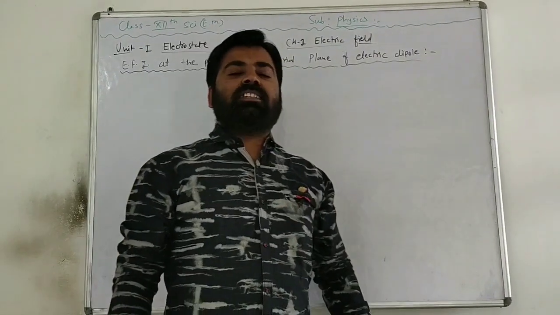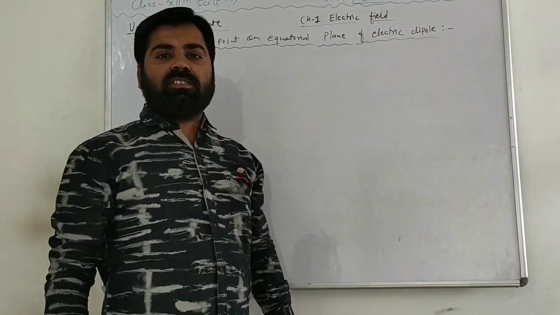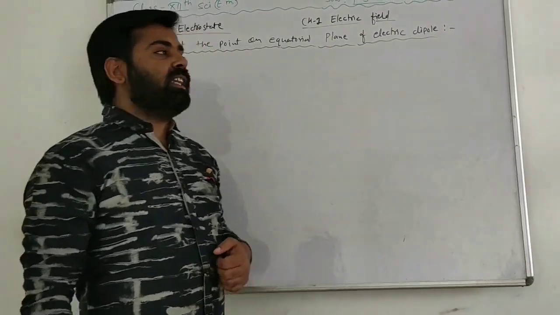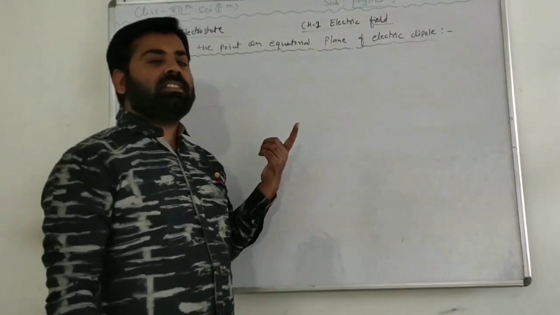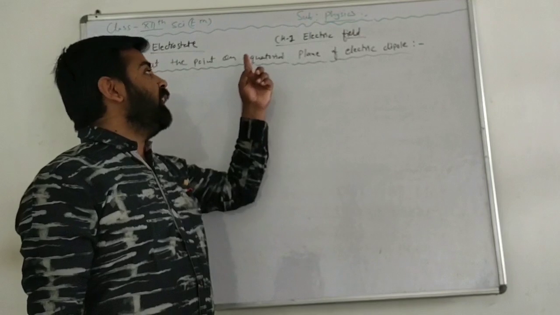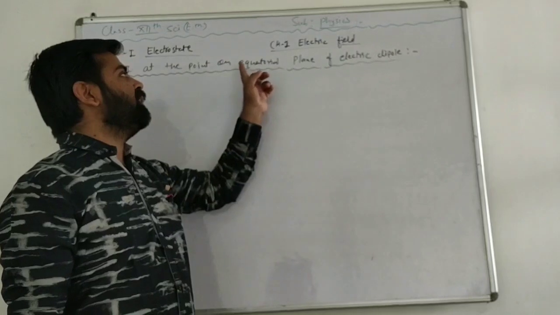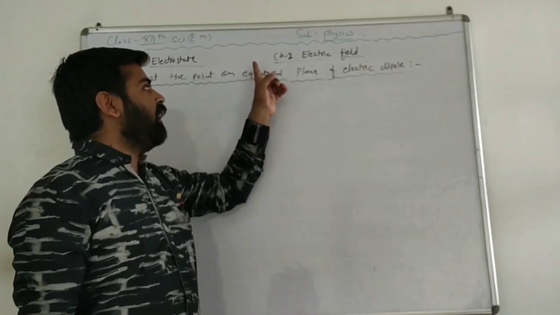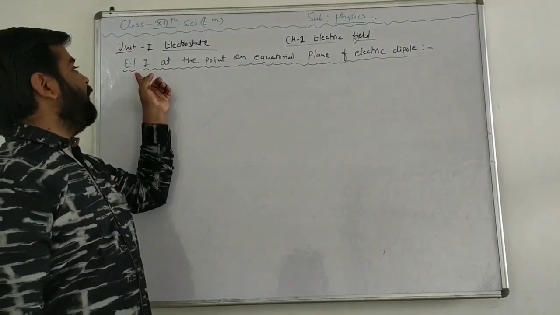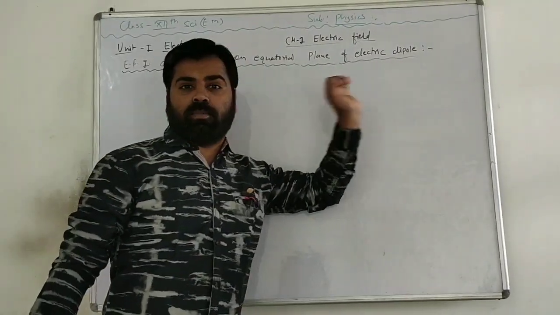Dear students, in the previous class, I discussed the electric dipole and electric dipole moment, and I derived the electric field intensity at a point on the axial plane of an electric dipole. Today in class, we find the electric field intensity at a point on the equatorial plane of an electric dipole.